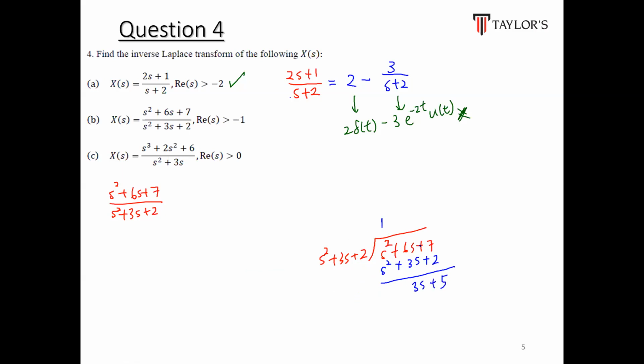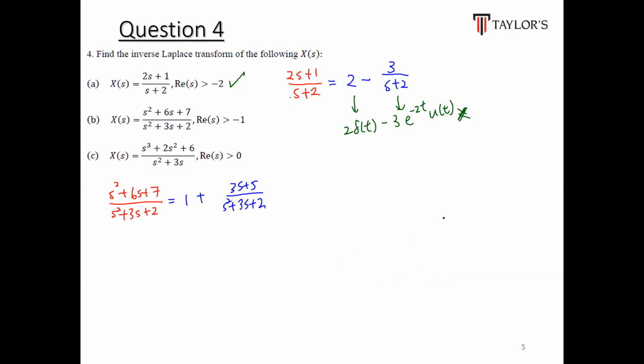And now you see you can't divide anymore because yours is s squared, but the remainder is only 3s. So that is the final answer already. 1 plus 3s plus 5 divided by s squared plus 3s plus 2. So that is how you can do your long division to break this down. Now you need to do partial fraction expansion on this one. So 3s plus 5 over s plus 1, s plus 2 equals a over s plus 1 plus b over s plus 2.